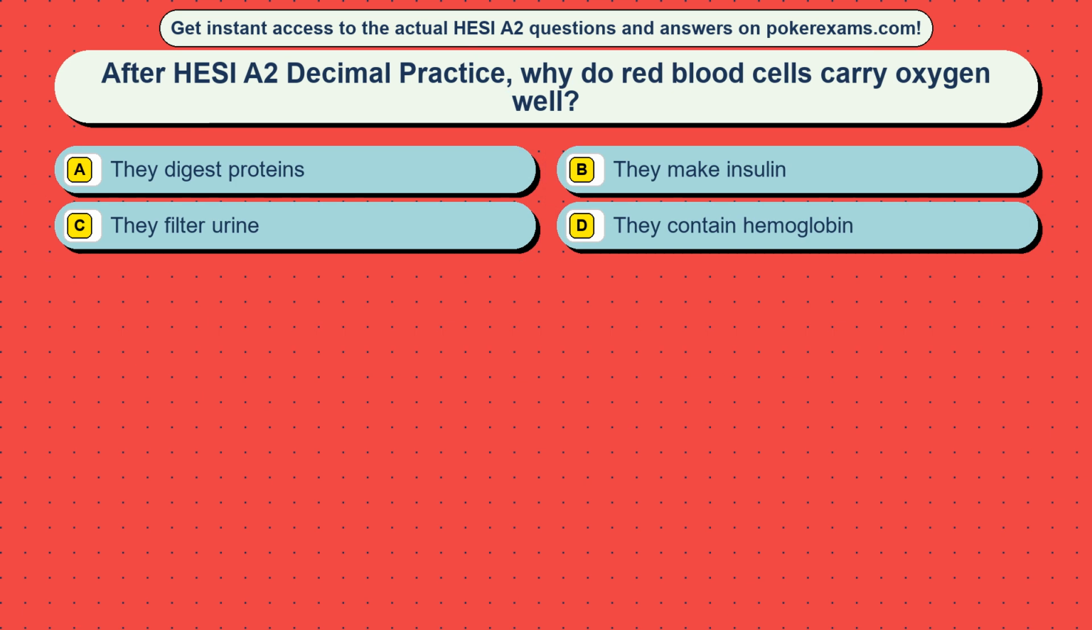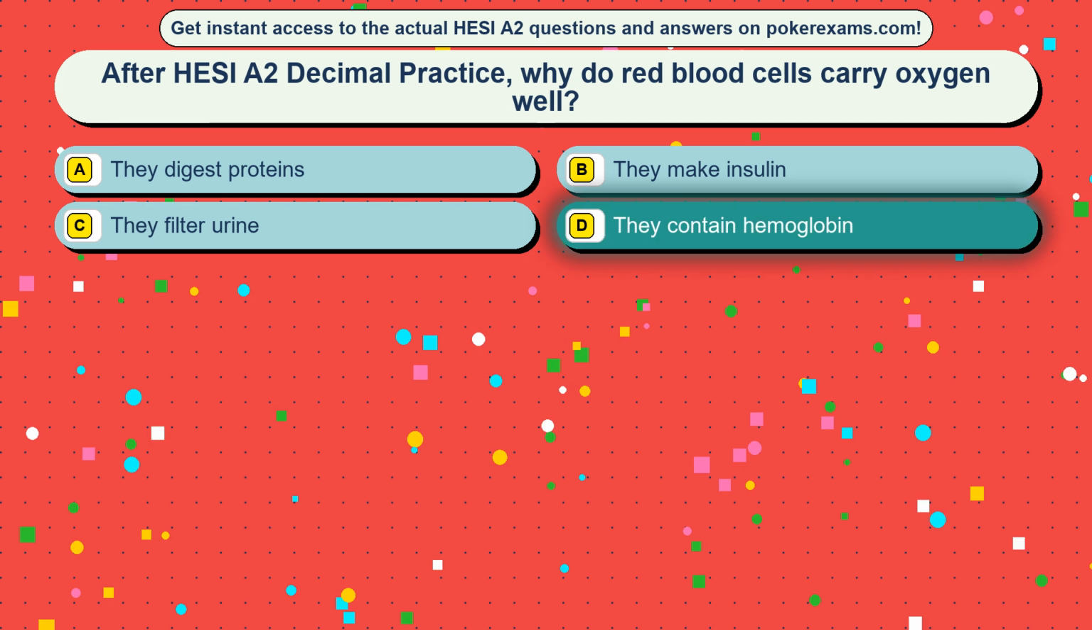Question 6. After HESI A2 Decimal Practice, why do red blood cells carry oxygen well? Option A. They digest proteins. Option B. They make insulin. Option C. They filter urine. Option D. They contain hemoglobin. The correct answer is option D.